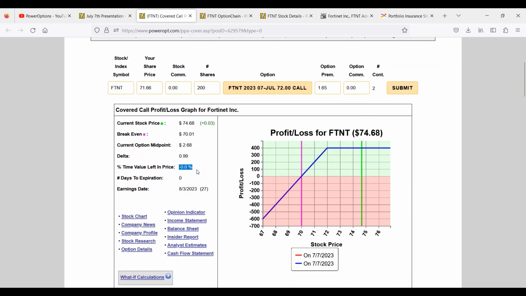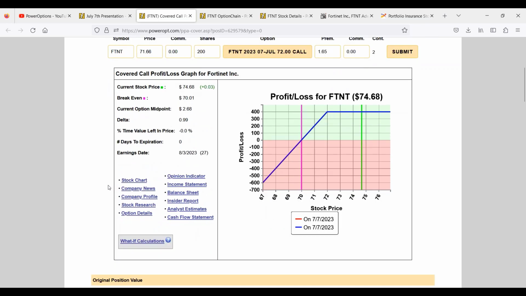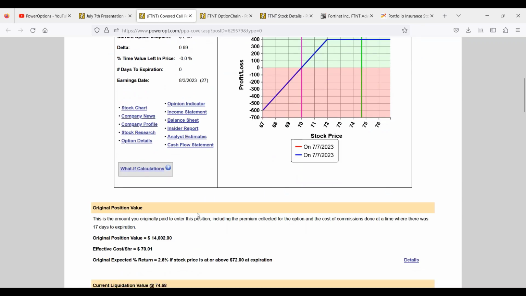Of course, the time value and price is essentially 0. With an hour or 2 hours to go, or this morning, it might have still been at 0.4, 0.5% with the in-the-money covered call with a few hours to go to expiration. Okay, that's all well and good. I see here that I'm well in the money. I'm going to be expected to be assigned at 72 unless I take any action.